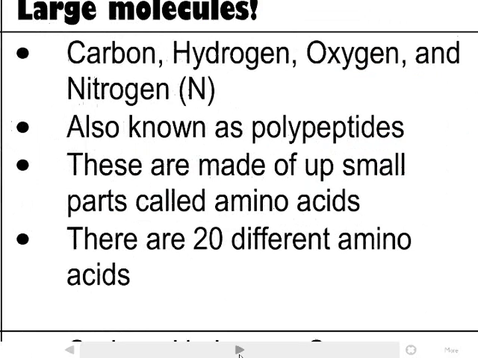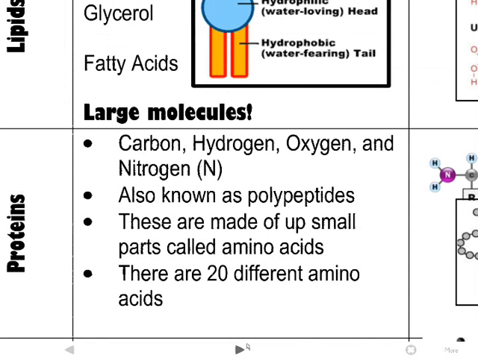Another name for a protein is a polypeptide, and this can get confusing because you just learned about polysaccharides, and that sounds very similar. So you can always remember that polypeptides are proteins because the pep part of that word starts with P, and that P can remind you of a protein. Now, polysaccharide is a starch, so you can always remember that the saccharide part of that word starts with S, and that S can stand for starch.